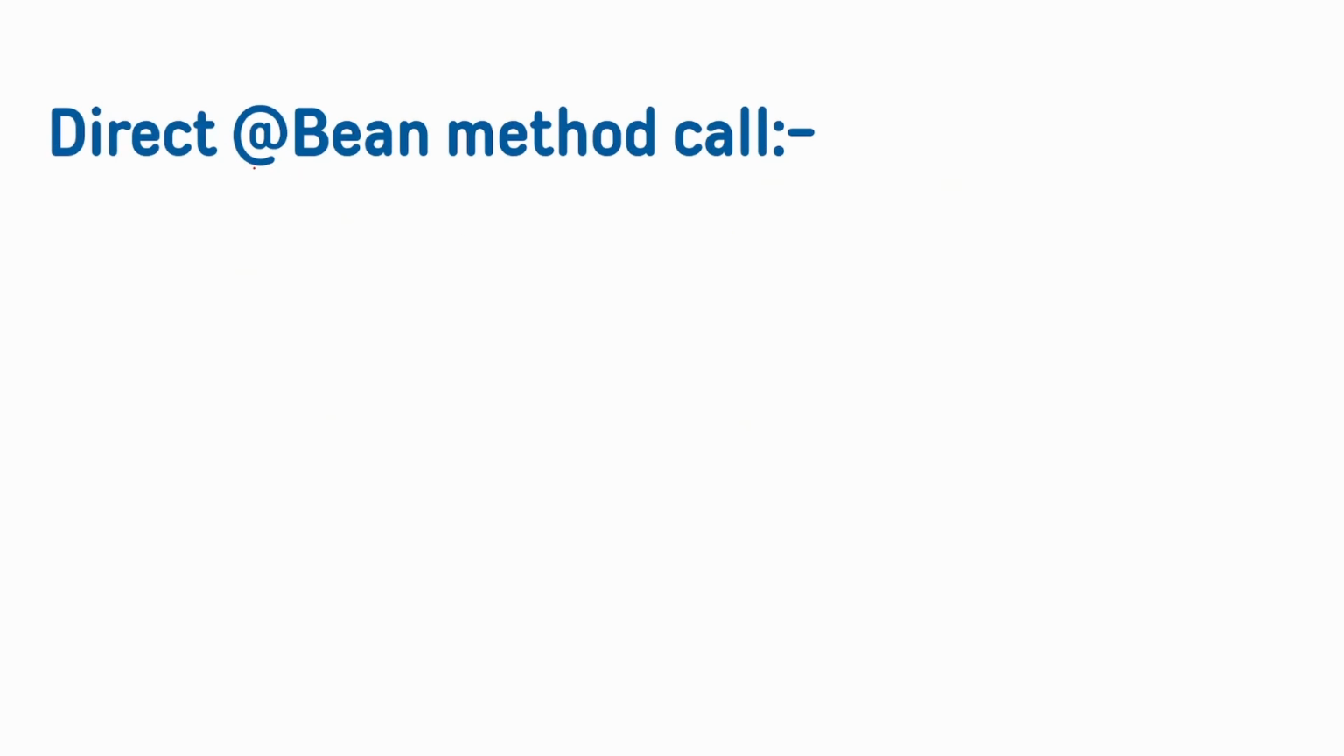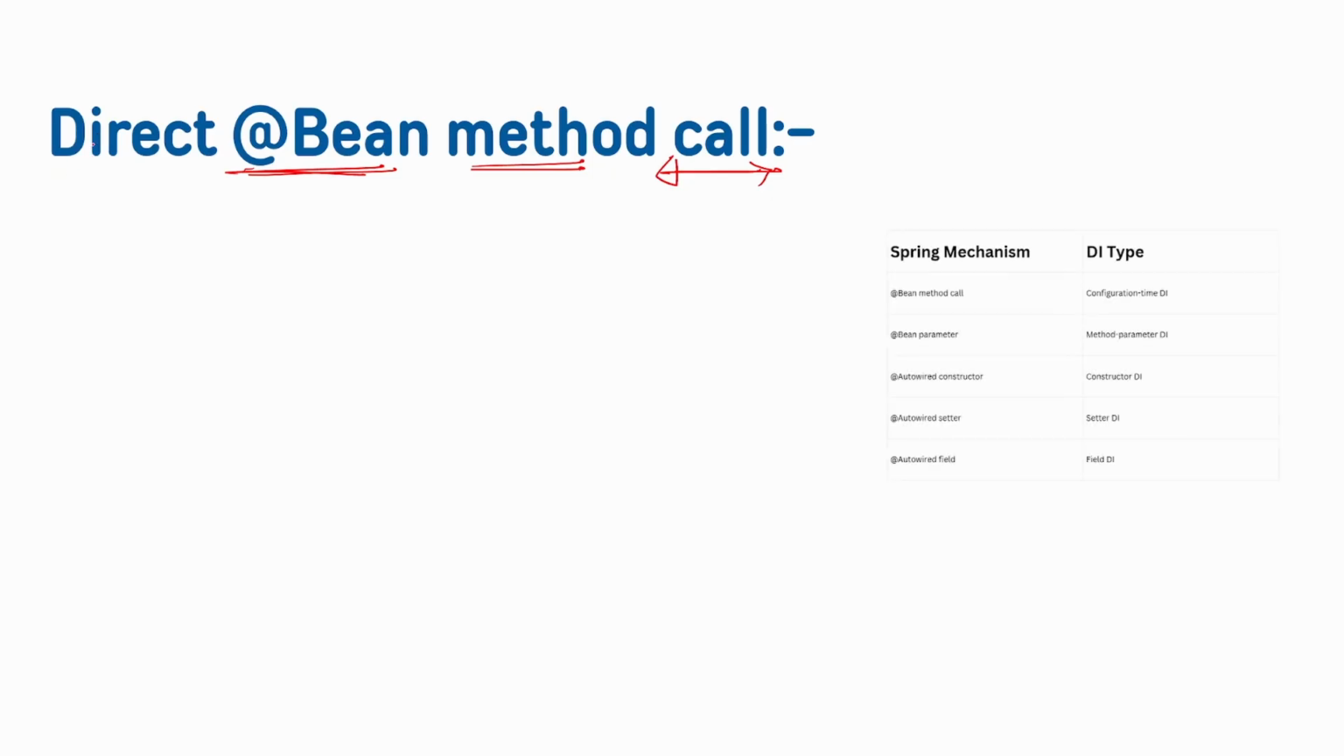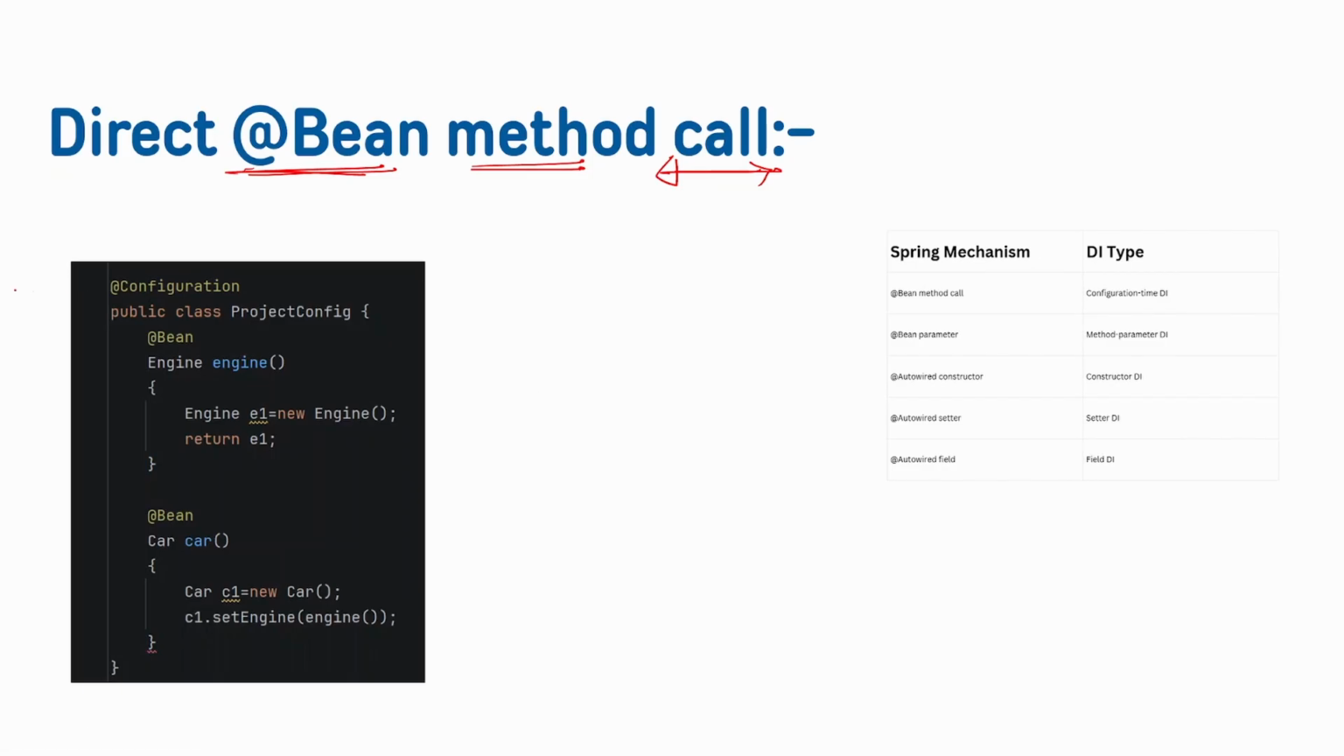So first, let's see how we can inject the dependency using the direct bean method call. In order to do this, first we need to create the bean, as we have already seen in the previous class, like how to add the bean to the Spring context.